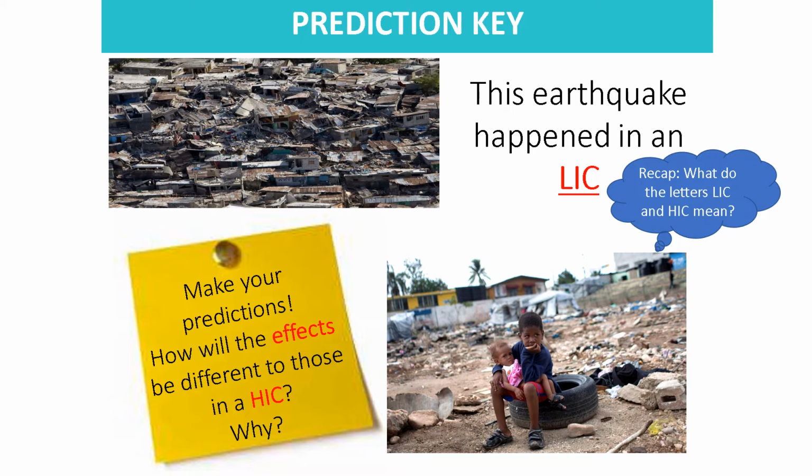Now in today's lesson, we're going to look specifically at a low income country as an example. And then next week, we'll have a look at a comparison with a high income country. So by the end of the two lessons, you'll be able to see that even though both can have exactly the same disaster, exactly the same magnitude of earthquake, the actual impacts, the effects, and therefore the responses of how people are going to deal with it are going to be very, very different.